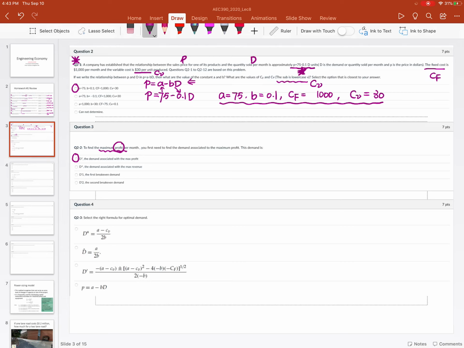Question 3, select the right formula for optimal demand. So optimal demand is D star, which can make you reach your maximum profit. So this is your formula to calculate D star.